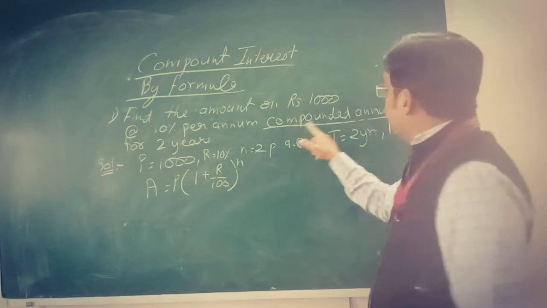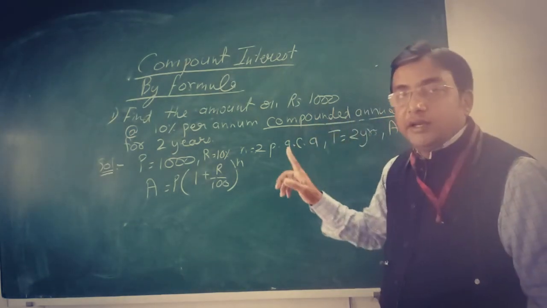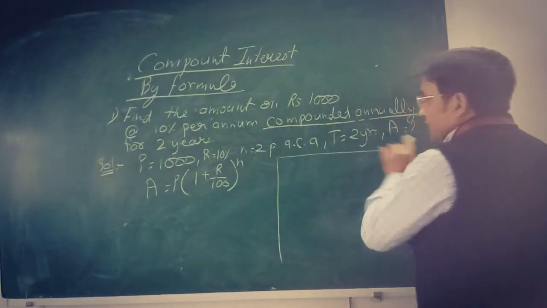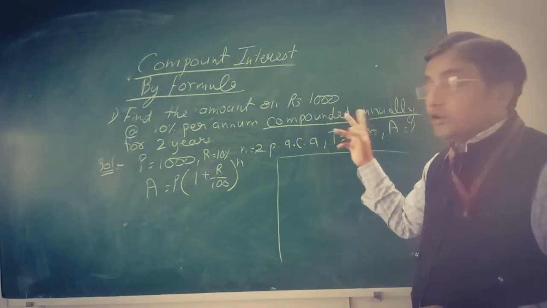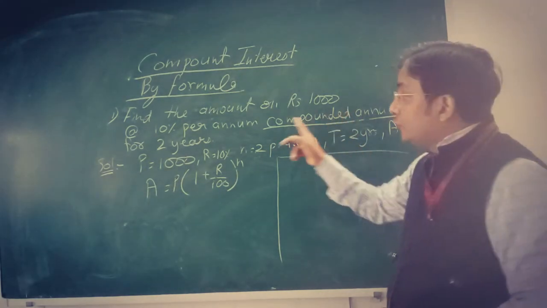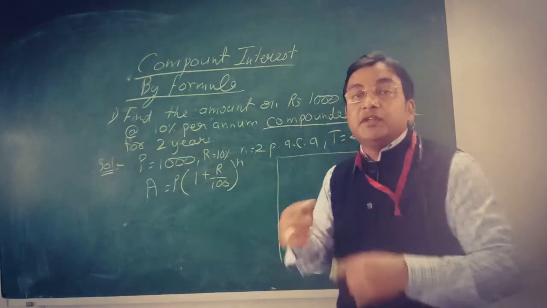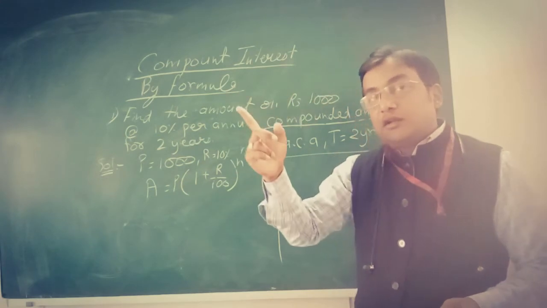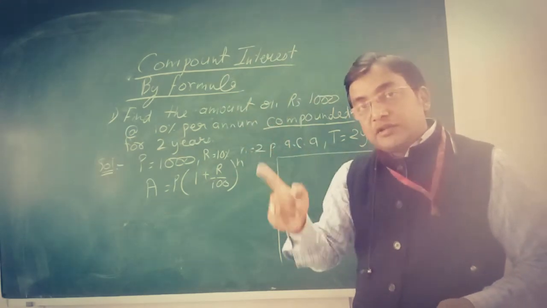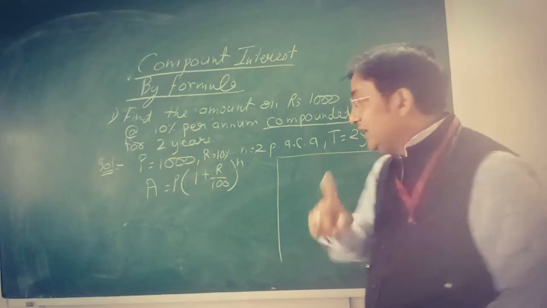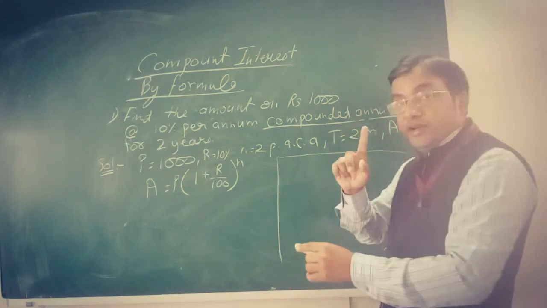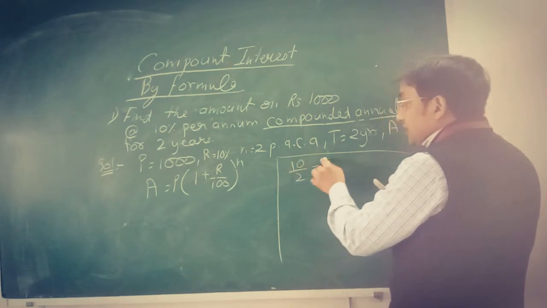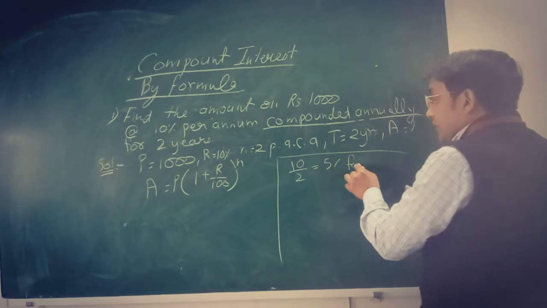Now tell me, suppose it is compounded half yearly. We are getting 10% in a year. Will you get 10% for the half year also? No. We are getting 10% for 1 year, so we will get half of this 10%, that is 5% for the half year.